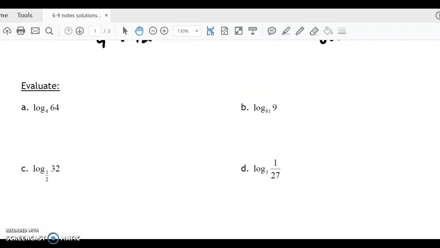So let's try evaluating these. Now we want to do these without a calculator. Now my first suggestion, even though this is just a numeric expression, I would suggest putting in an x.